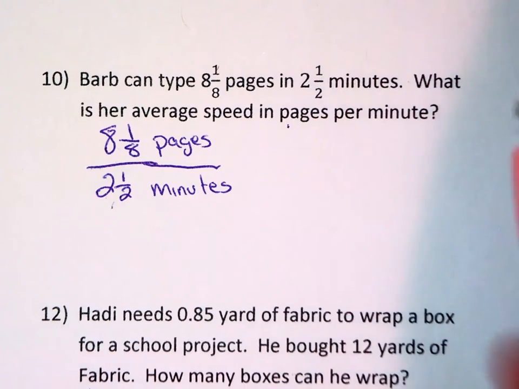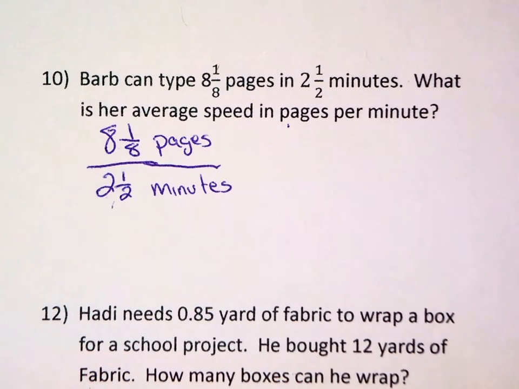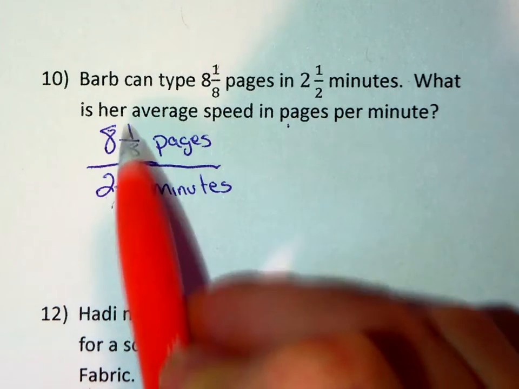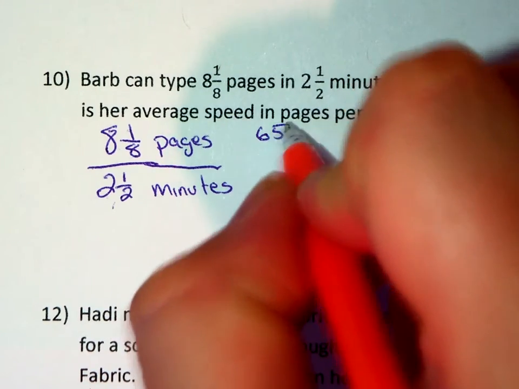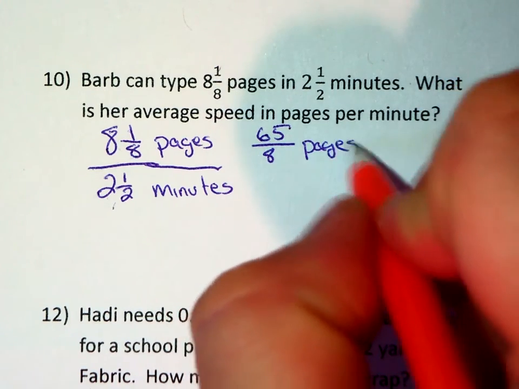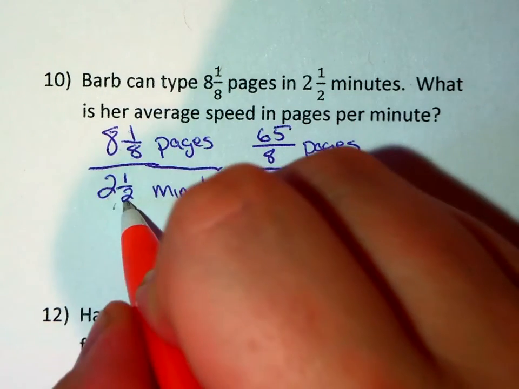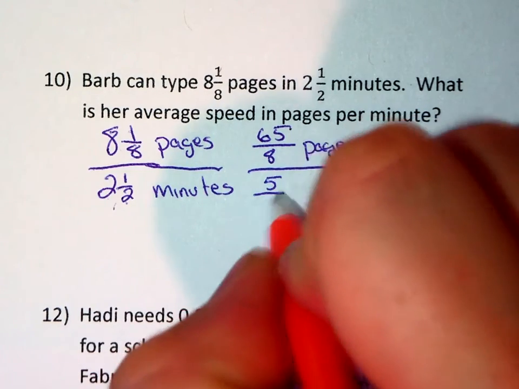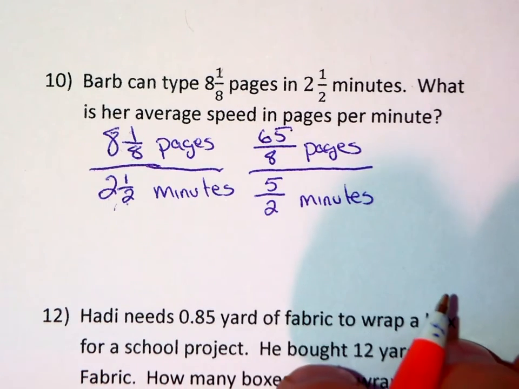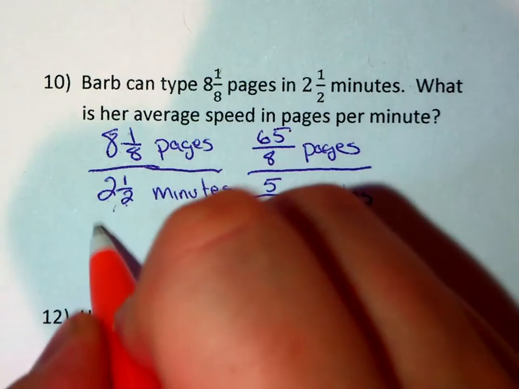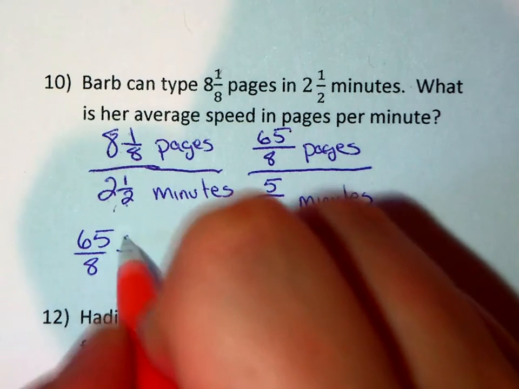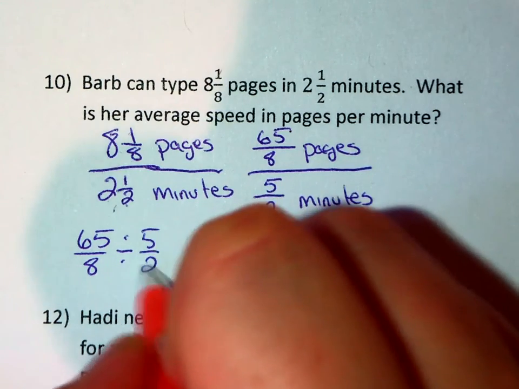So, in order to solve this, first thing we're going to want to do is turn all of our mixed numbers into improper fractions. So 8 times 8 is 64, plus 1 is 65, over 8 pages, divided by 2 times 2 is 4, plus 1 is 5, over 2 minutes. And again, I'm going to write this out horizontally. 65 over 8 divided by 5 over 2.